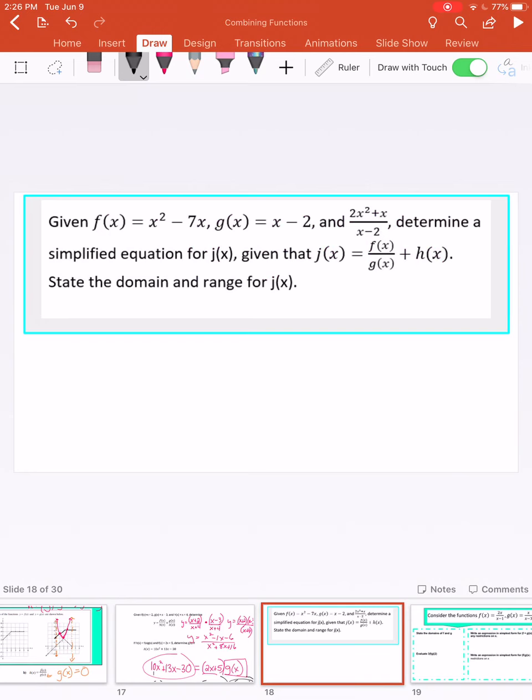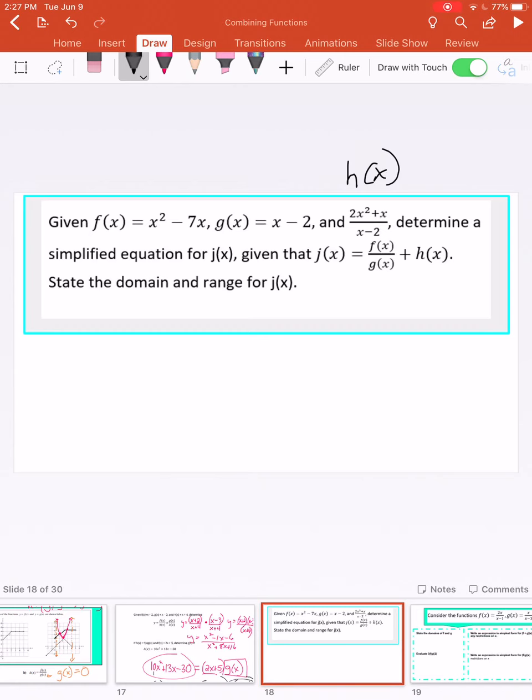All right, so here's an old diploma question. Given f of x equals x squared minus 7x, g of x equals x minus 2, and 2x squared plus x over x minus 2. Okay, I think we're missing a term there. Oh, this is h of x, sorry. There we go. Determine a simplified equation for j of x.